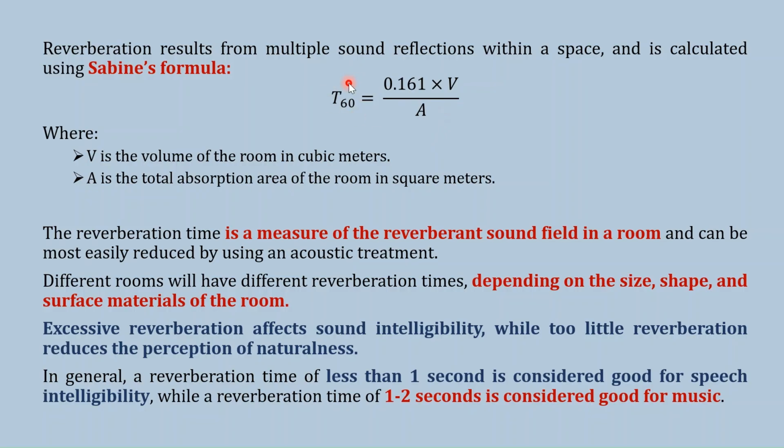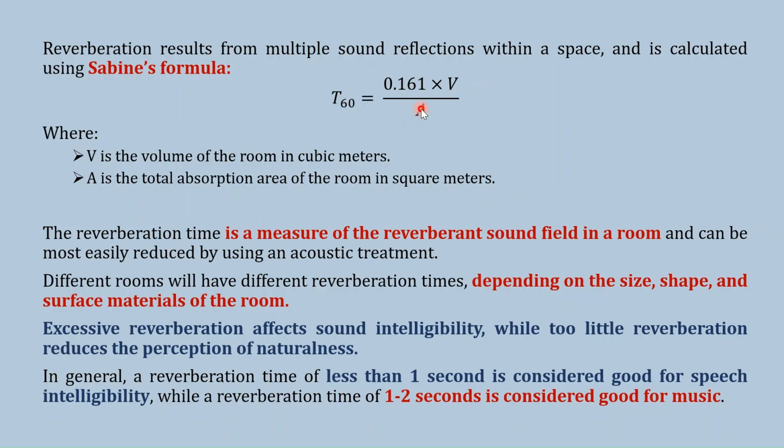So this reverberation time is the measure of the reverberant sound field in a room, and it can most easily be reduced by using acoustic treatment because it is inversely proportional to the amount of absorbing materials inside the room.